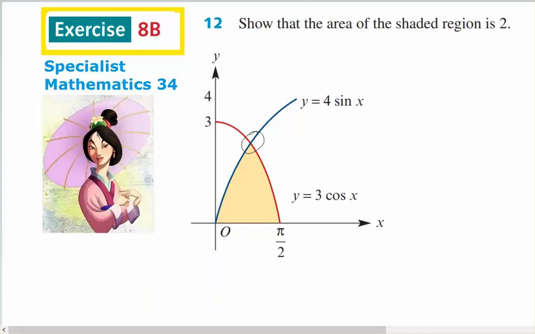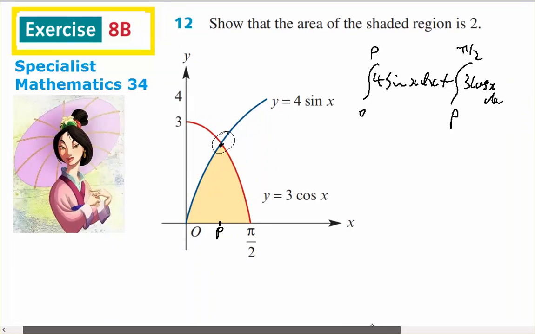When I find the intersection point, I can set up my integrations. So let's say that angle is P, so that there is P. So I'm wanting the integral from 0 to P of the blue curve, which is 4 sine x dx, plus the integral from P to pi on 2 of 3 cos of x dx, and that's going to be my area that I'm looking for.